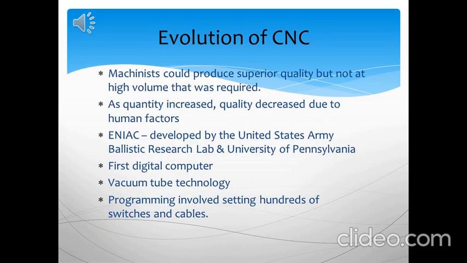Evolution of CNC. In early stages, a machinist would produce superior quality but not at the high volume that was required. As quantity increased, the quality of the product decreased due to human factors. Electronic Numerical Integrator and Computer was the first computer developed by the United States. This is the first digital computer that used vacuum tube technology. The programming involved setting of hundreds of switches and cables.